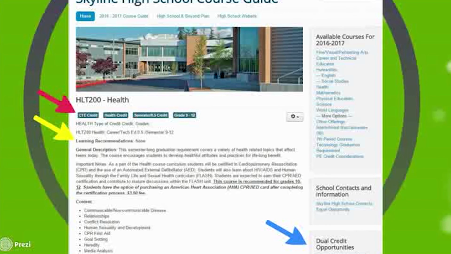Next, I'd like to draw your attention to the yellow arrow. This shows the learning recommendations for the course. For this example, there aren't any, and the general description. Last, if you look at the blue arrow, this can help you find dual credit opportunities, or credits that meet high school graduation requirements, as well as provide you with college credit.